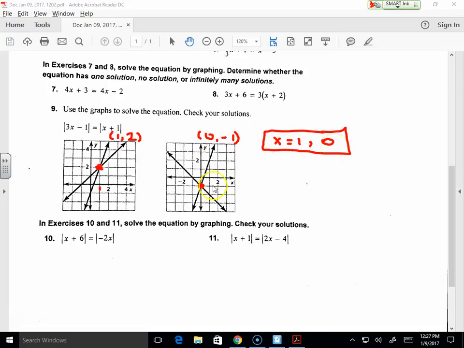Now, once you have the graphs, does that make sense? Yes. Look at the intersection. The same equation, 2 answers, yeah.